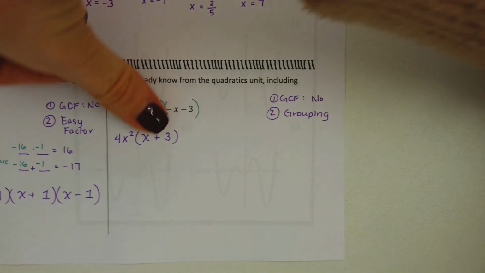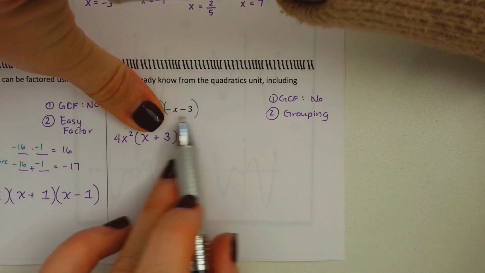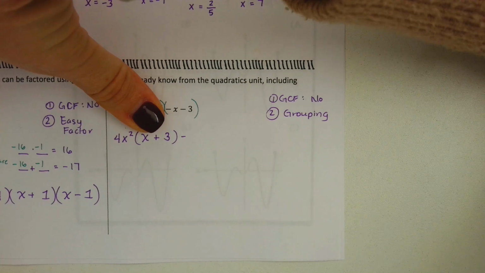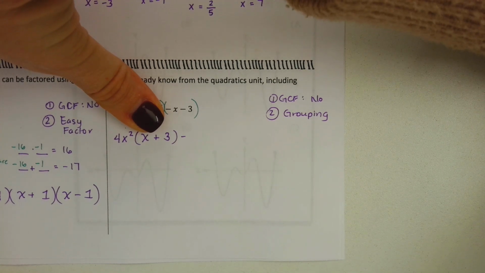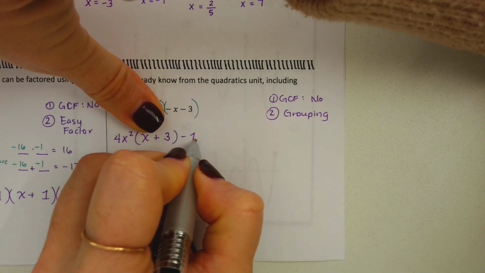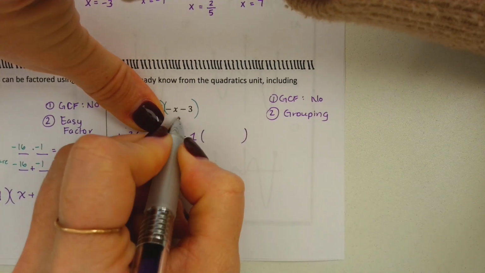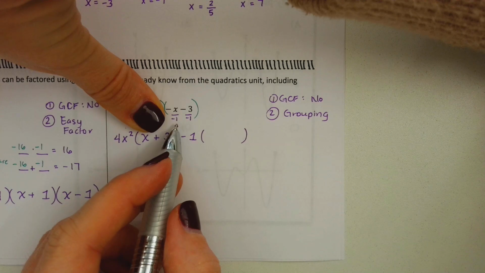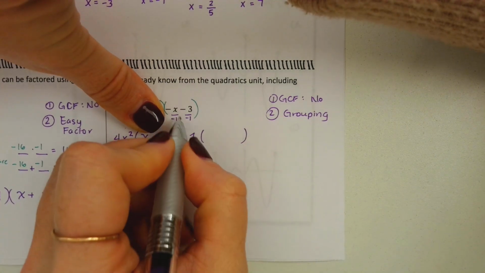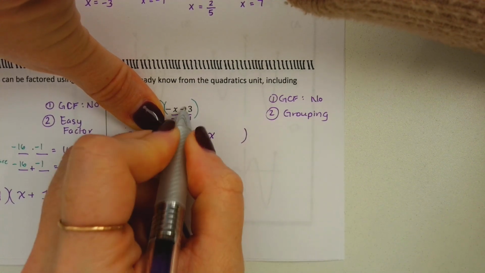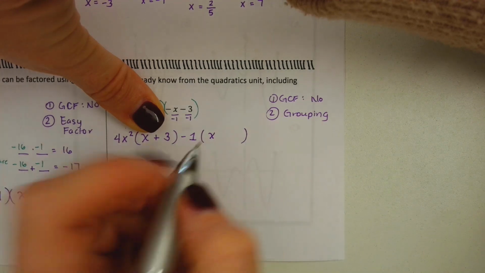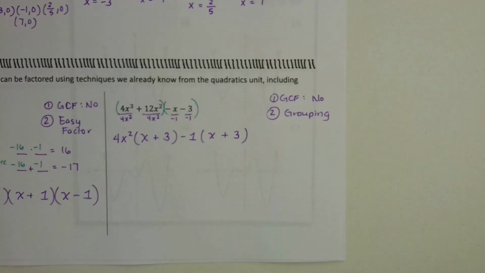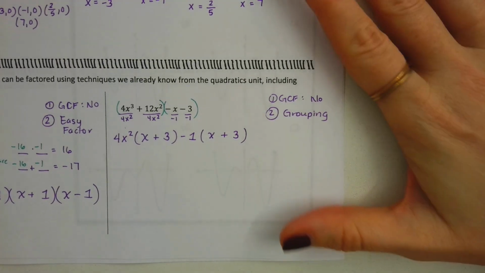Okay. For the back group, it says negative x minus 3. I know the GCF has to be negative something. What is the something, though? 1. Just a 1. So then I'm going to divide both by negative 1. Negative x divided by negative 1 is x. Good. What's negative 3 divided by negative 1? 3. Okay. At this point, we should have matching parentheses, do we? Yeah, that means we did it right.